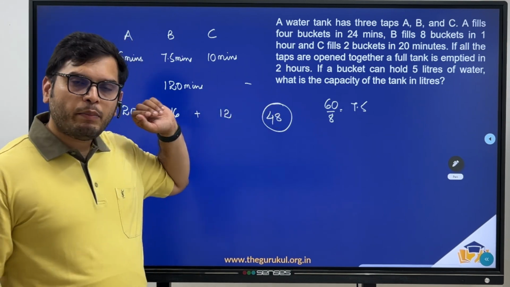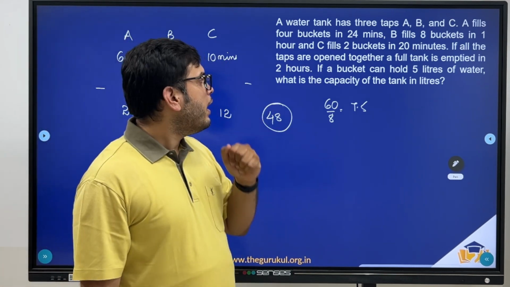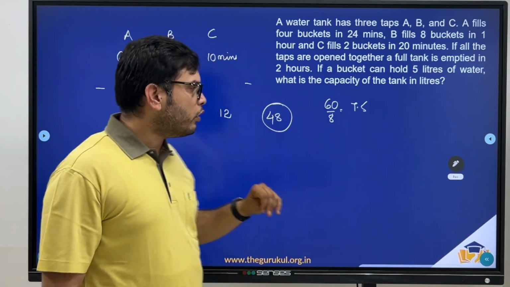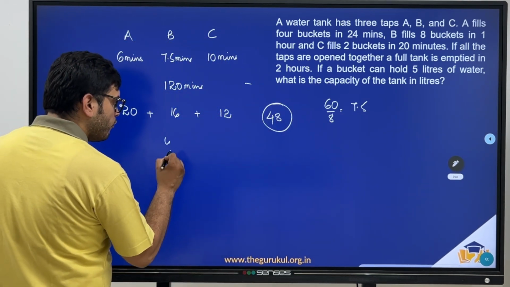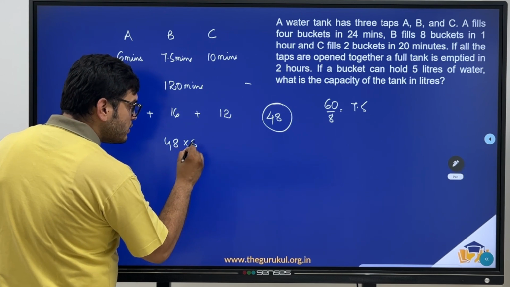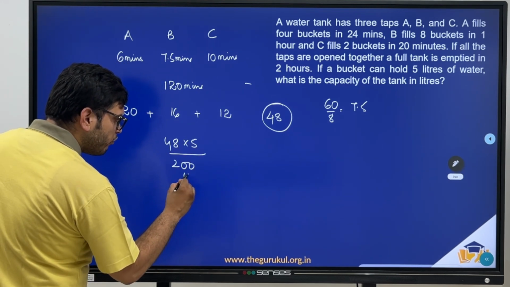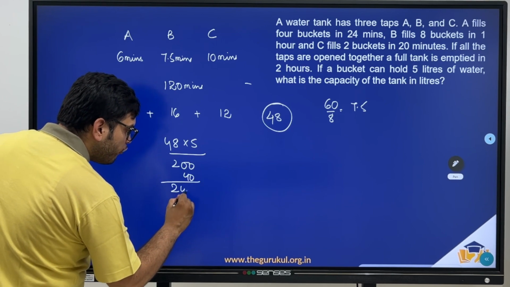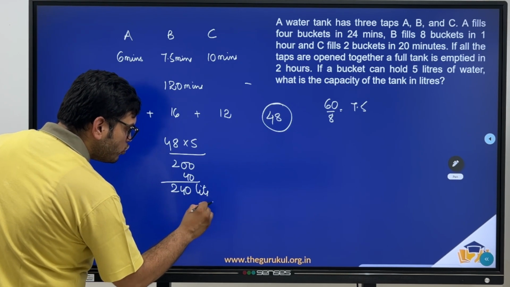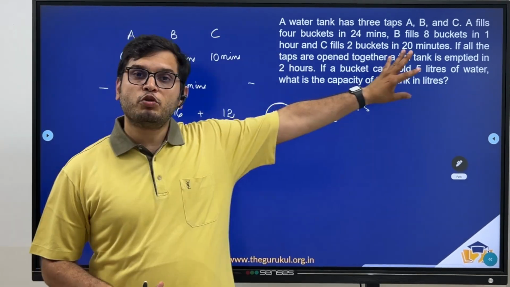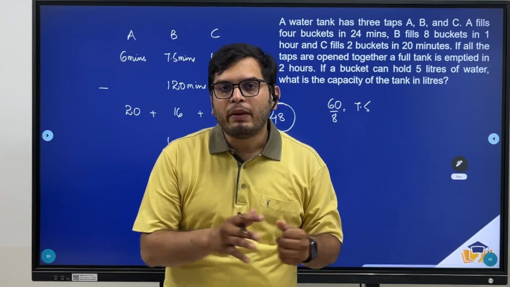So these 48 buckets will empty the tank. And what is the volume of a bucket? A bucket can hold 5 liters of water. So 48 buckets can hold 48 into 5, 200, 200 plus 40, 240 liters should be the volume of the tank. So when you open all the 3 taps together for 2 hours, the tank will be emptied.